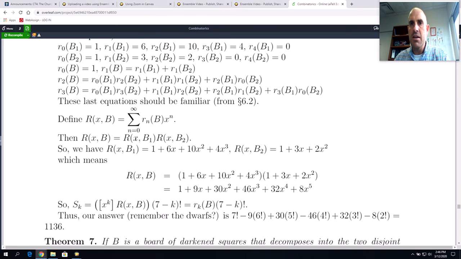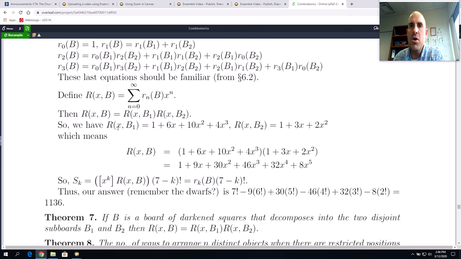Okay? That's exactly what would happen. When you multiply that out algebraically, this is exactly what you would end up doing to get the coefficient of x to the n. Okay? So that's why we can actually write down this formula. The Rook polynomial for B is just the product of the Rook polynomials for the two disjoint subboards that we came up with.